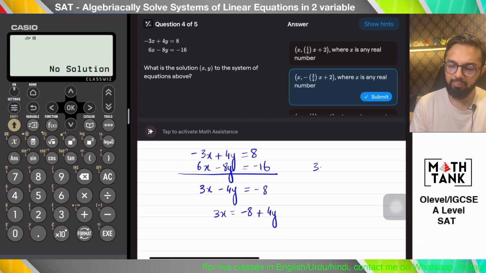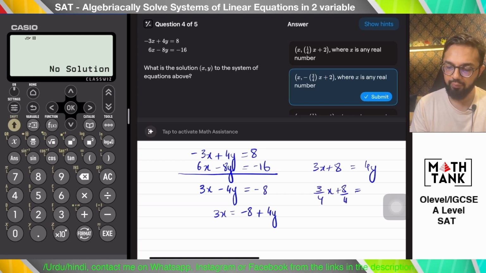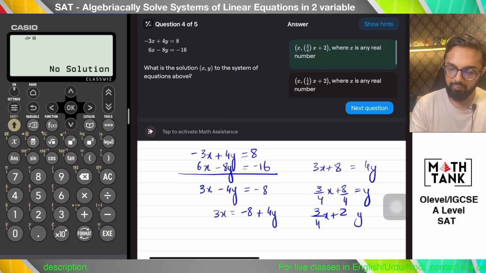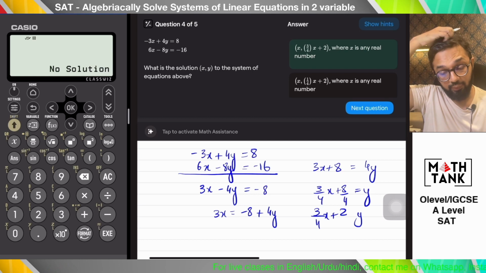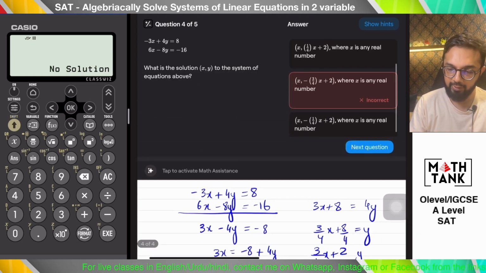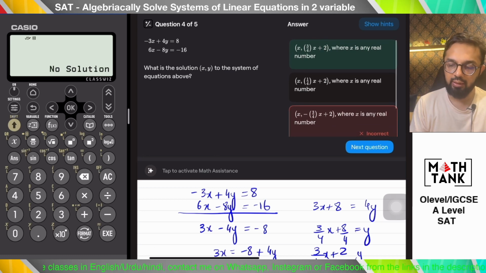Okay, so 3x plus 8, because y is in terms of x, 4y. So 3 over 4x plus 8 over 4 equals y. So y is 3 over 4x plus 2. Yep, that looks like the correct answer. Oh, my bad. Yeah, that should be the correct answer. 3 over 4x plus 2. I didn't notice the negative sign that was there because I had my screen halfway. Okay, so A is the correct answer.